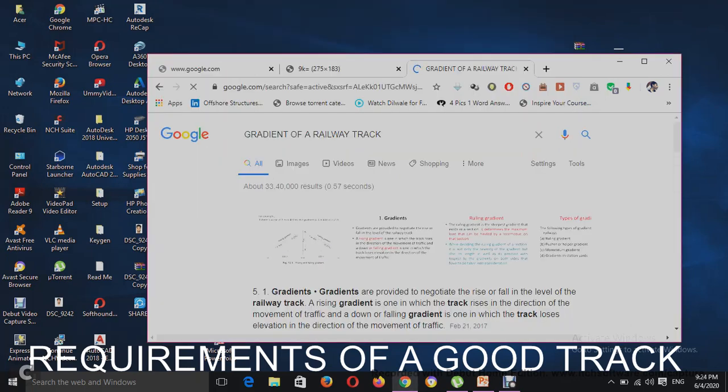Number 4. The gradient should be uniform and as gentle as possible. The change of gradient should be followed by a proper vertical curve to provide a smooth ride. Gradients are provided to negotiate the rise or fall in the level of the railway track. A rising gradient is one in which the track rises in the direction of the movement of traffic, and a down or falling gradient is one in which the track loses elevation in the direction of the movement of traffic.